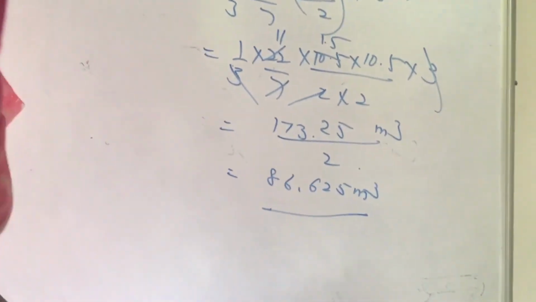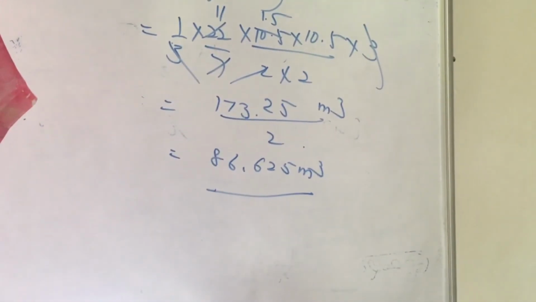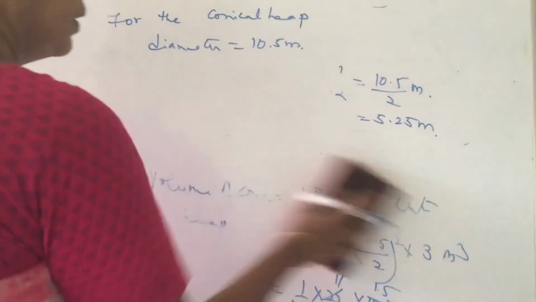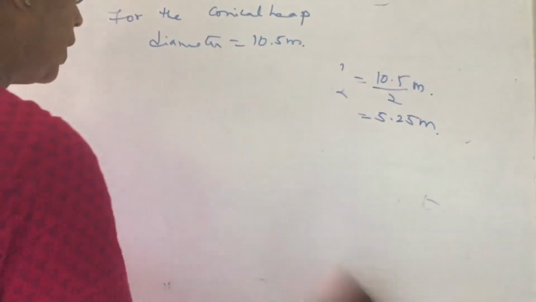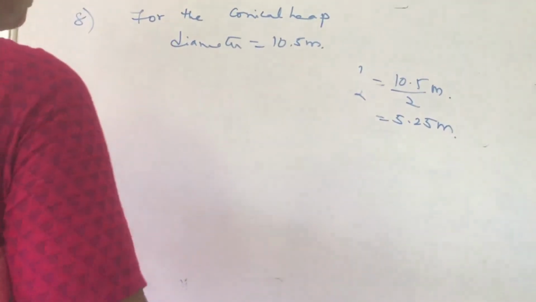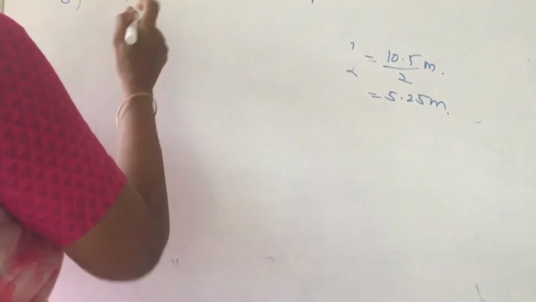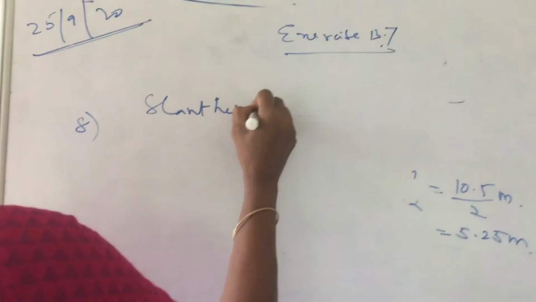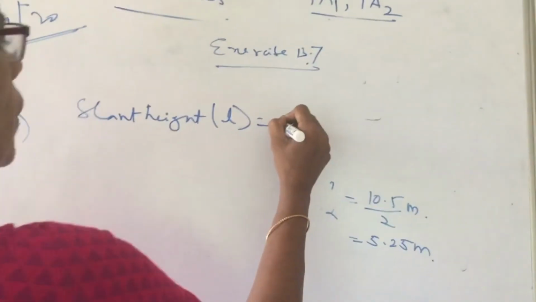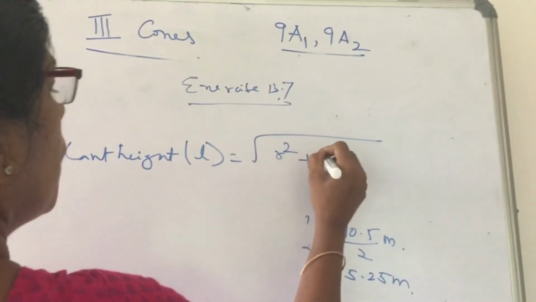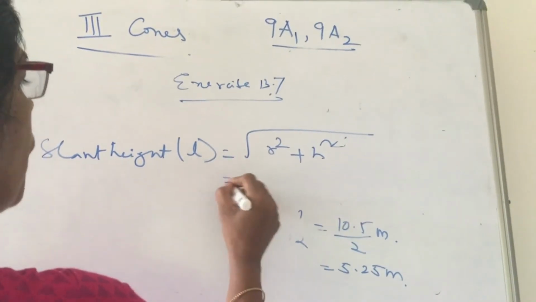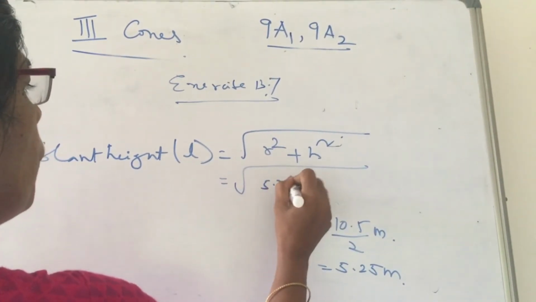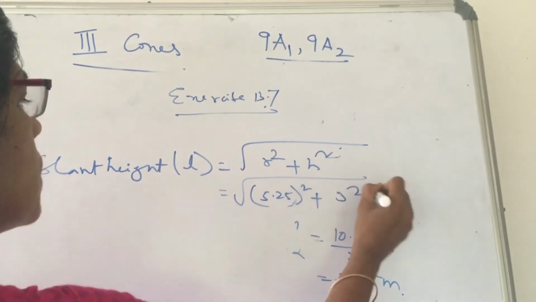Coming to the last one, find the area, find the canvas required. Canvas required is what? It is the CSA of the cone. First to find out slant height. Slant height, without slant height, you cannot find out the canvas. Root of r square plus h square. Your r is how much, children? 5.25 the whole square plus 3 square.